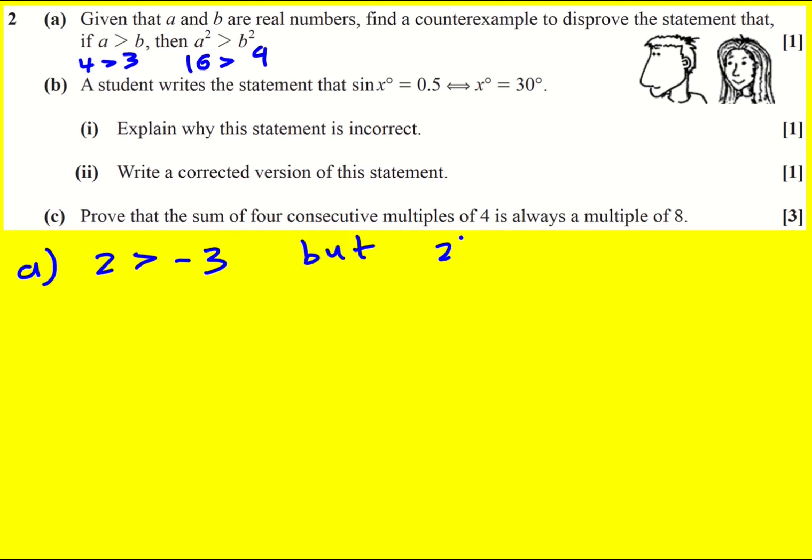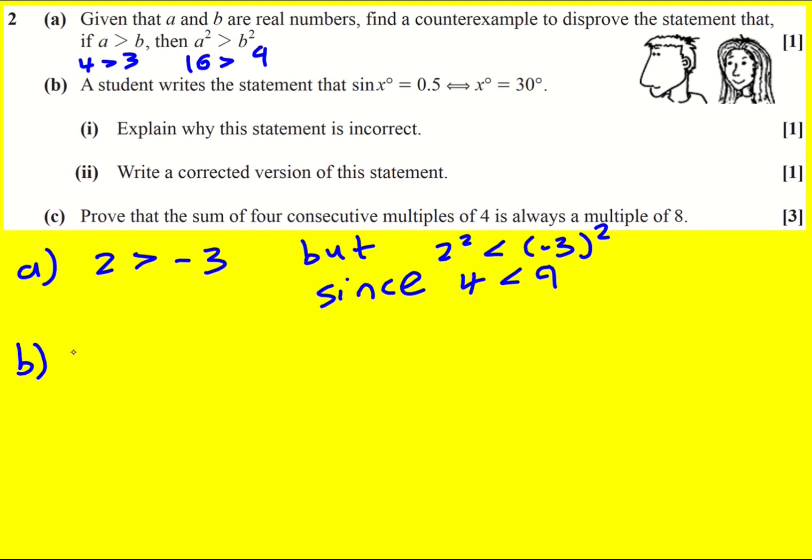But 2 squared is less than minus 3 squared. So essentially, you have to pick a positive on the left-hand side and a negative on the right-hand side, where the negative has a larger magnitude, then that will be a counterexample. So lots of possibilities. So that's all I really need to write. That's our counterexample.